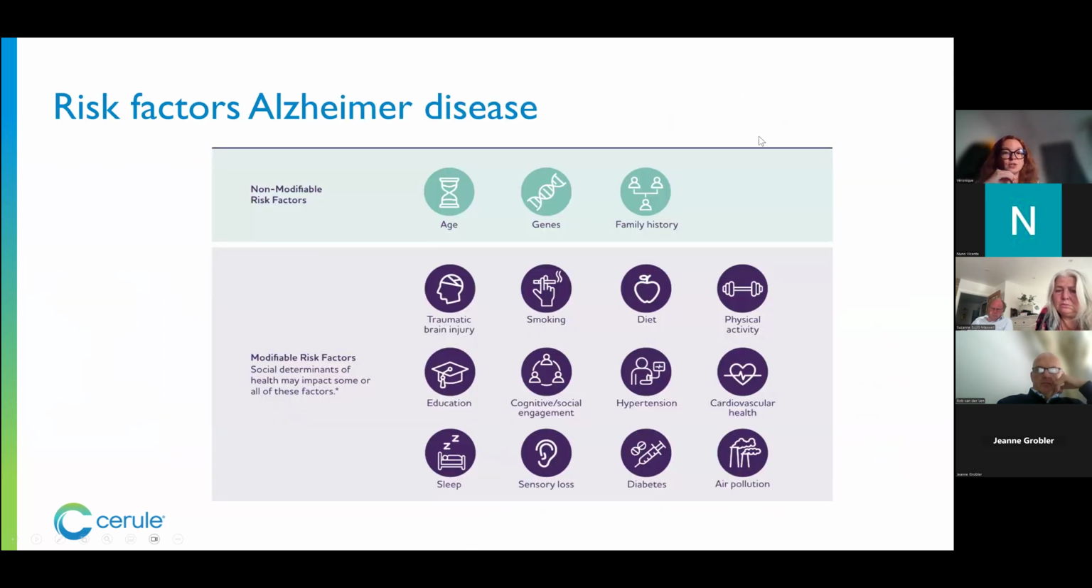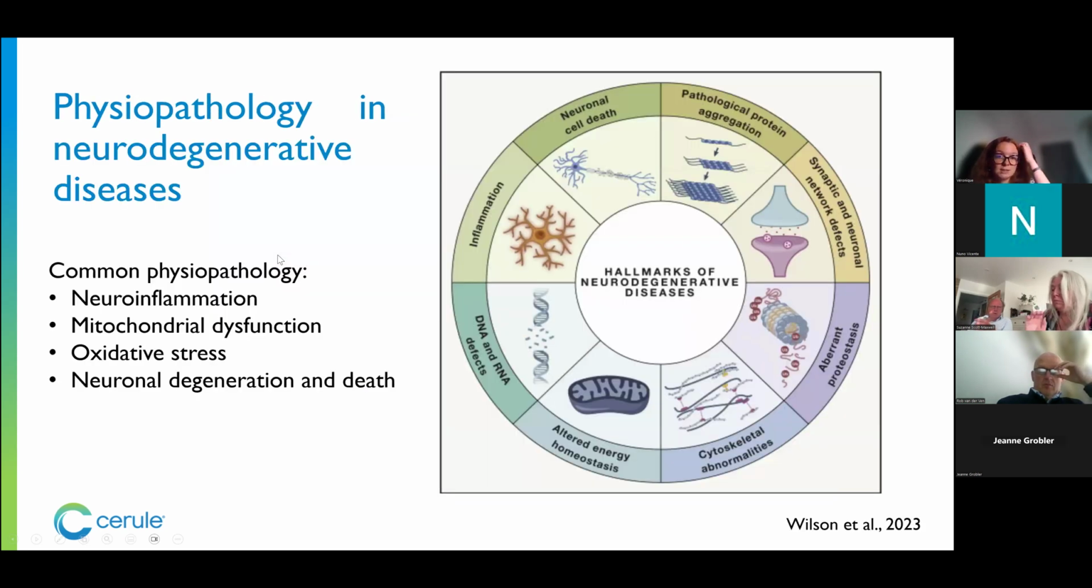In terms of risk factors for Alzheimer's disease, we have age, as we know, genetic factors, and family history. And in terms of modifiable risk factors, we have traumatic brain injury, lack of physical activity, unbalanced diet, smoking, sleep trouble, hypertension, cardiovascular disease, air pollution, these types of risk factors that are identified for Alzheimer's disease.